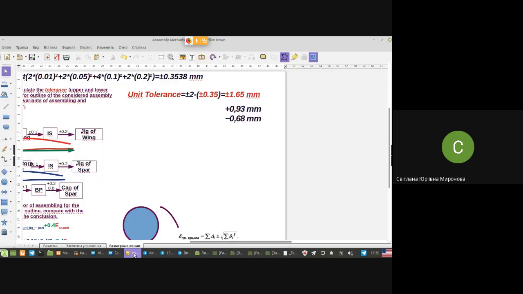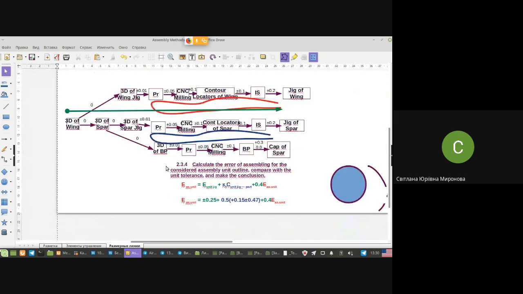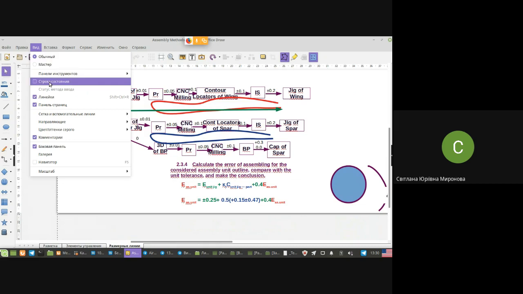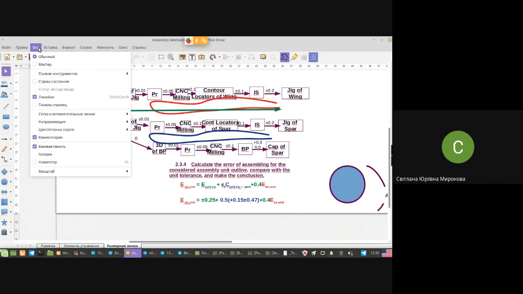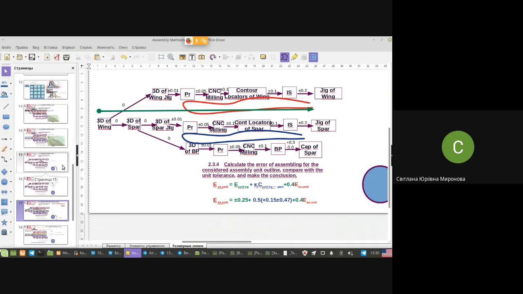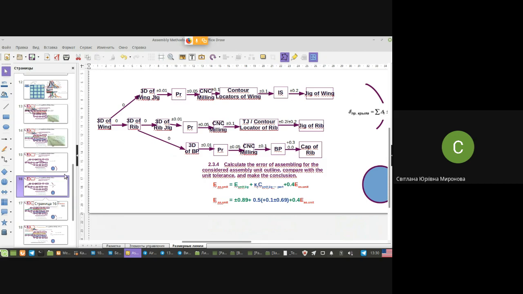What else you might have seen in my slides? Another technique of, wait a second, switch on the panel. It's switched on, it's just hidden. Oh, yes. This panel. What else have you seen?